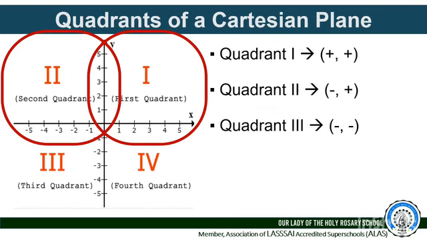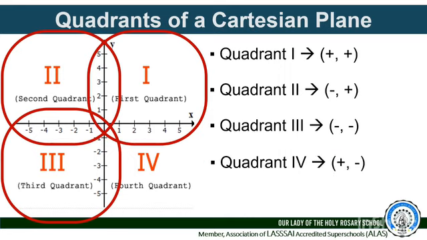Then, for quadrant 3, both coordinates are negative. So as you can see in the figure, the horizontal part of the third quadrant is negative, and then the vertical part is also negative. In quadrant 4, the value of x must be positive, while the value of y must be negative. So this is the part of our quadrant 4.